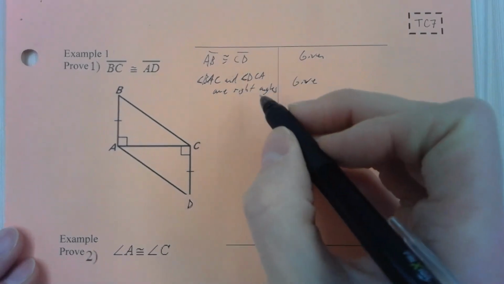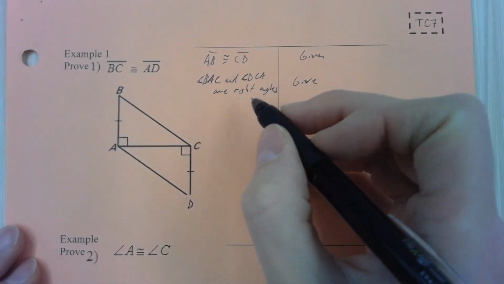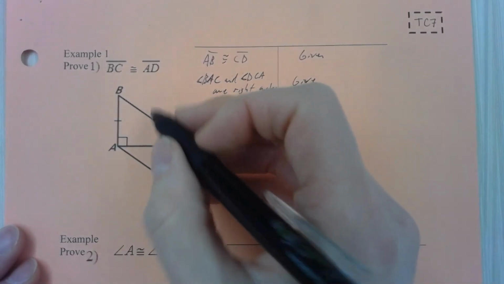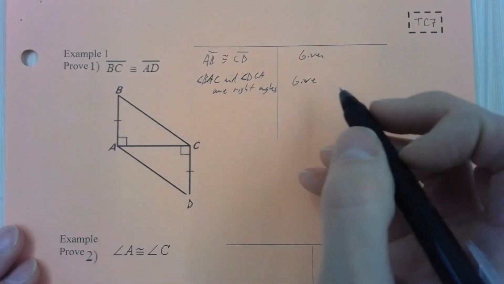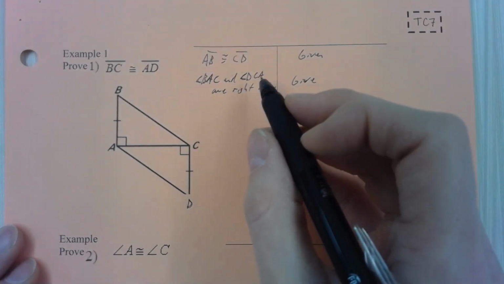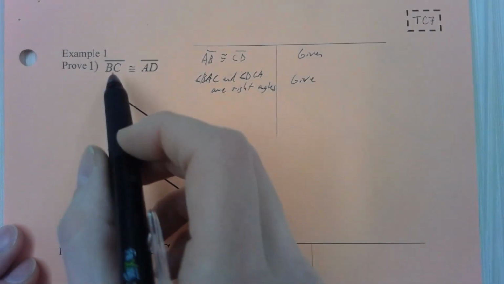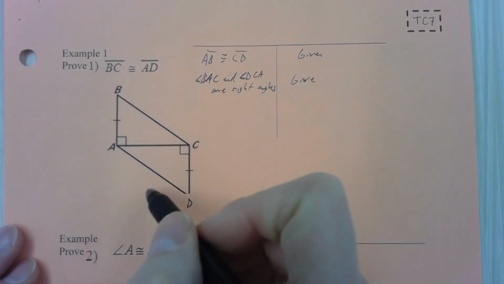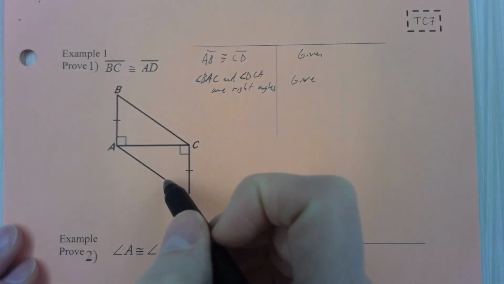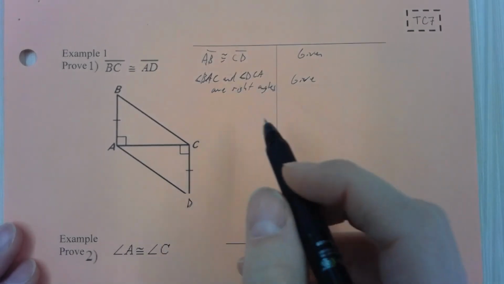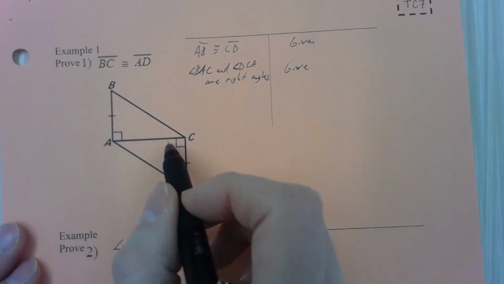And that's all we would need if this was an HL that we were trying to show. If we had a hypotenuse that was congruent, we'd be able to use the fact that they're right angles. We wouldn't have to say that they're congruent, just that they're right angles. But because we're trying to show that the hypotenuses are the same, I can't use HL as my congruence criteria. I need another side. And actually, I need another congruence.